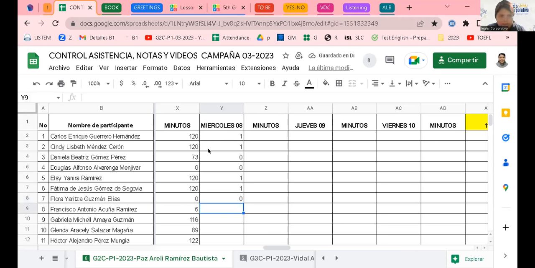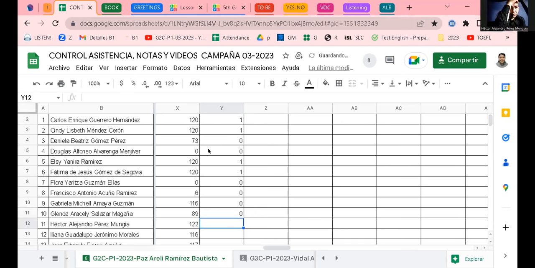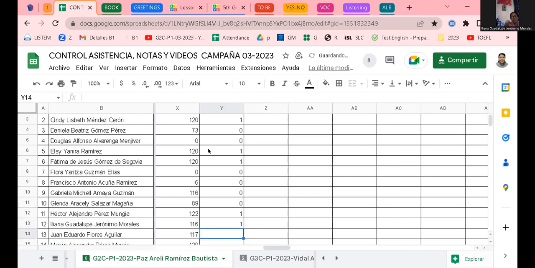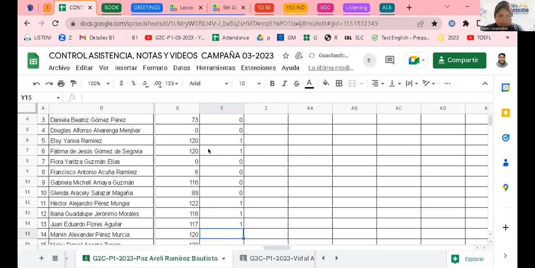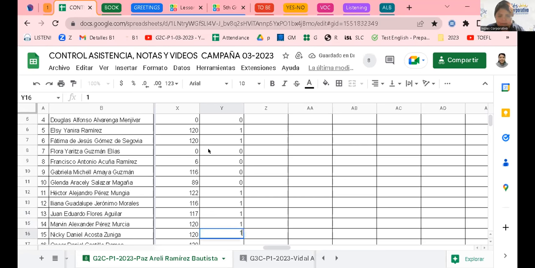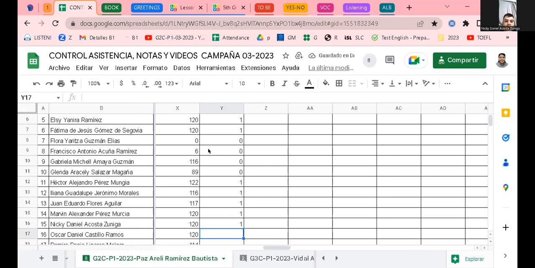Flora Yaritza Guzmán Elías. Francisco Antonio Acuña Ramírez. Gabriela Michelle Amaya Guzmán. Glenda Araceli Salazar Magaña. Héctor Alejandro Pérez. Present. Thank you, Héctor. Ileana Guadalupe Jerónimo Morales. Present. Thank you, Ileana. Juan Eduardo Flores Aguilar. Present. Thank you, Juan. Marvin Alexander Pérez. Present. Thank you, Alexander. Nikki Daniela Costa. Present.